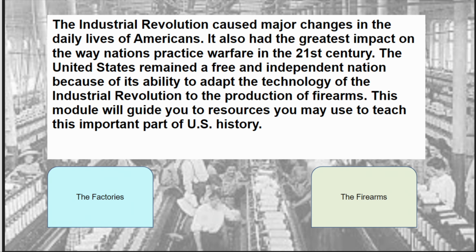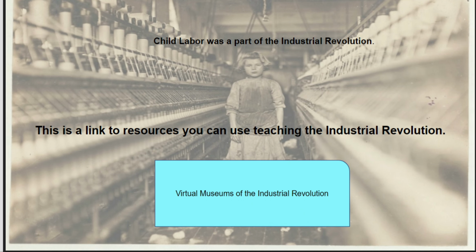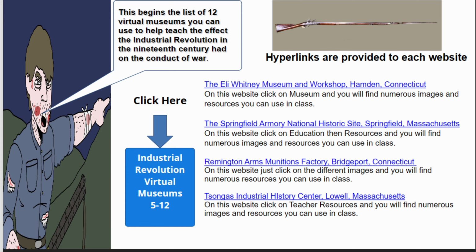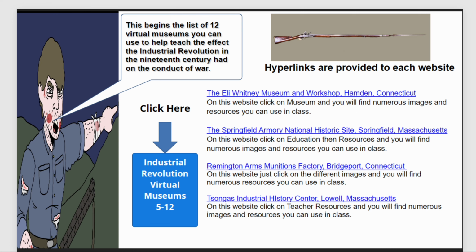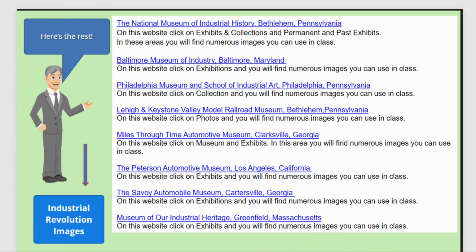And we'll go into beginning with talking about the Industrial Revolution, its effect on warfare. And we'll talk about virtual images and the Industrial Revolution, how to use them in teaching. And of course, here are some examples of these virtual images. There are quite a few of them. There are some additional examples of these virtual images.